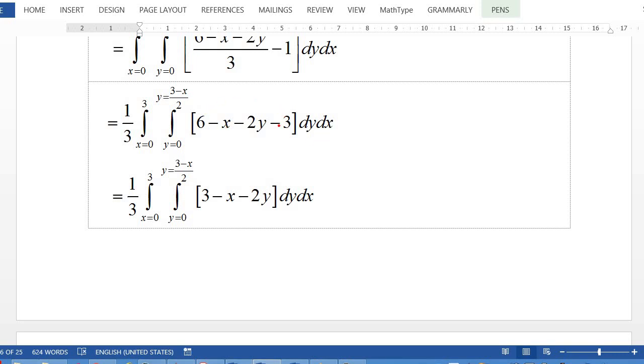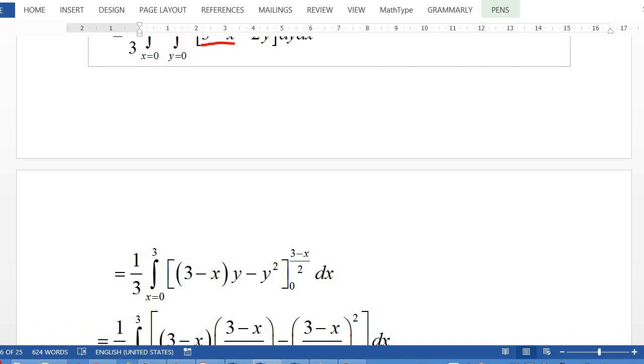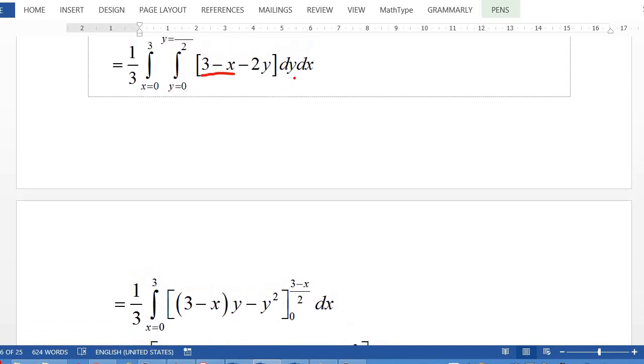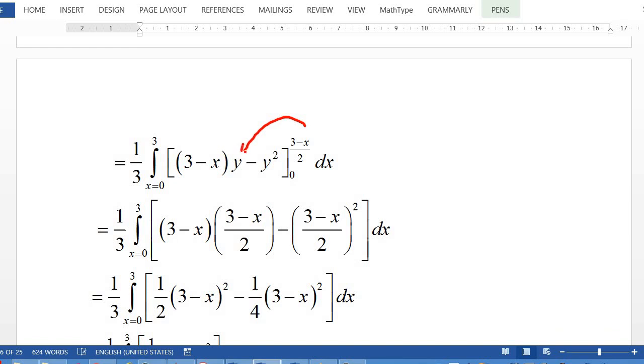We simplify first, 6 minus 3, we have 3, minus x minus 2y. Later on, we integrate with respect to y, where the whole thing, 3 minus x, will become a constant. Then you have (3 minus x) times y. So minus 2y integrated with respect to y gives minus 2y squared over 2, which becomes minus y squared. Then we plug in the upper limit. So this is (3 minus x) times (3 minus x)/2, minus ((3 minus x)/2) squared. Then because the lower limit is 0, minus 0 is nothing.